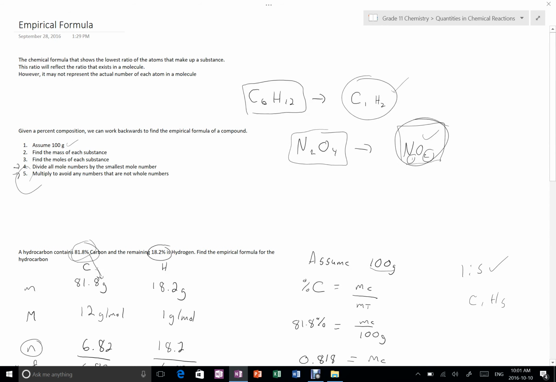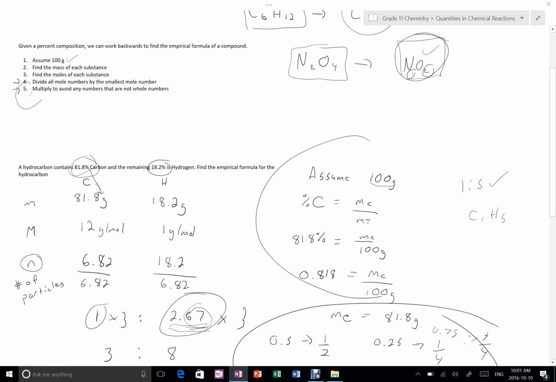So, assume 100 grams. Find the mass of each substance by recognizing that a percent can be converted into a gram if I have 100 grams. The calculation showing that's here. Find the moles of each substance. So get out of mass and get into the actual number of particles, because that's what we're trying to compare in a chemical formula.